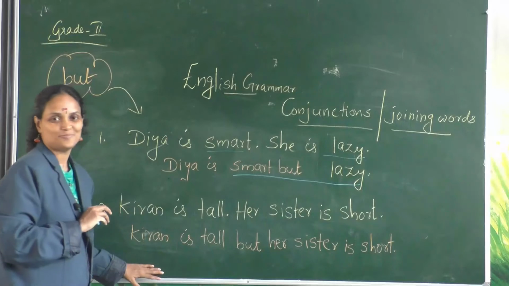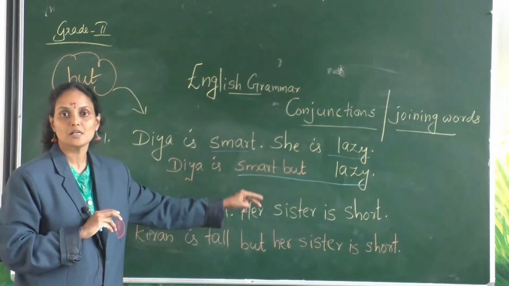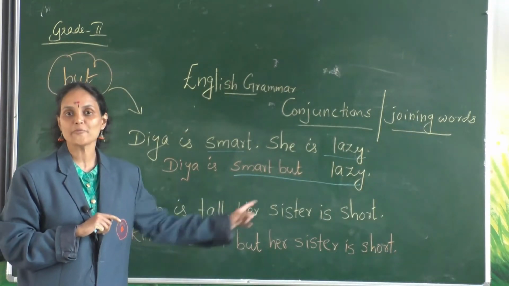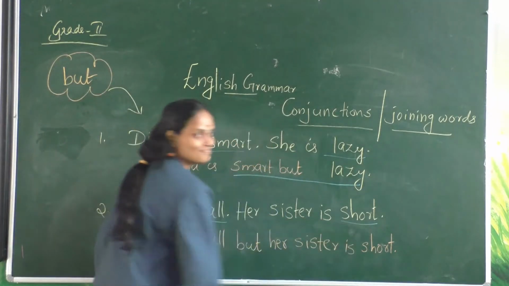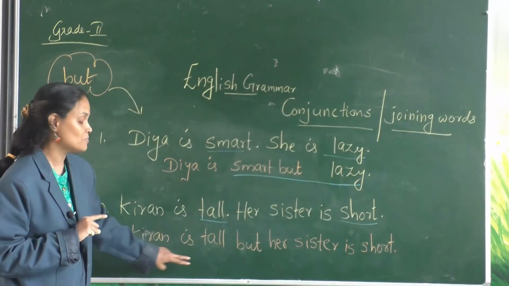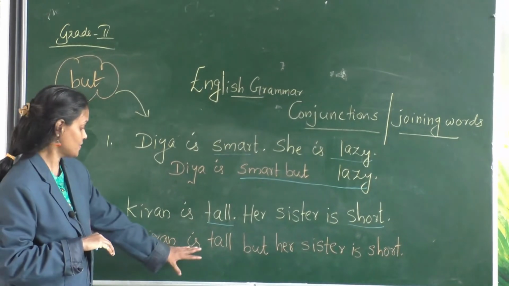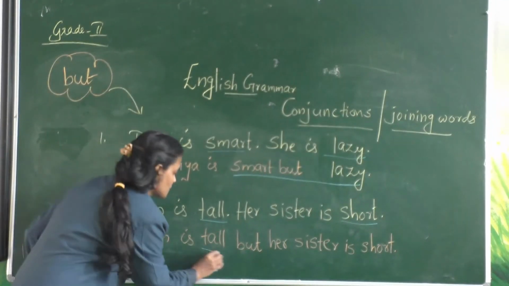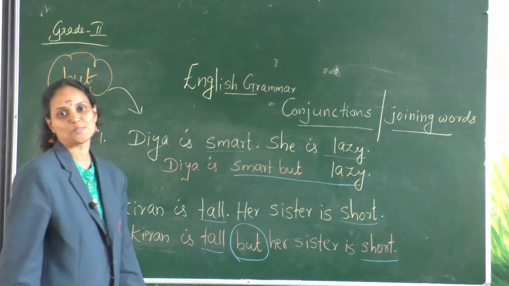Okay. Next one, Kiran is tall, her sister is short. Now tell me, which are the two contrasting ideas, two opposite words given here? Yes, tall, short. And how can we combine them? They are two different sentences, right? We are going to frame it as one sentence. How do we do it? Kiran is tall but her sister is short. Two opposite words are combined using the conjunction but.